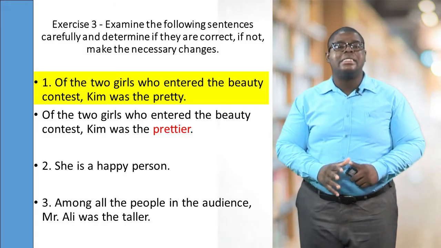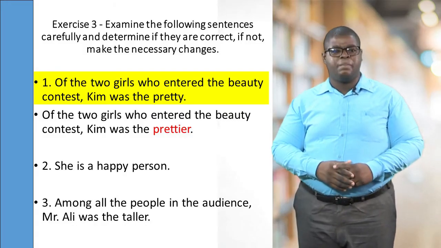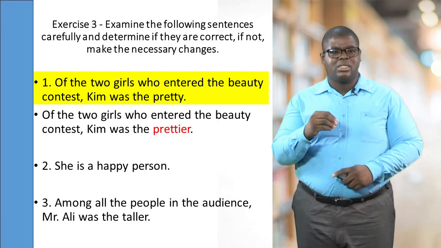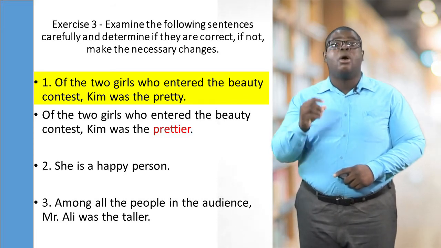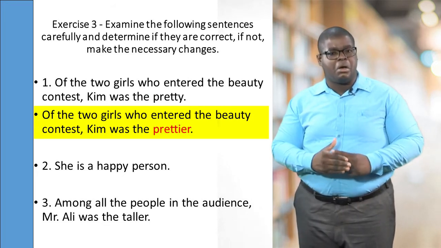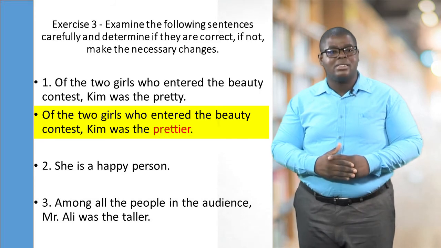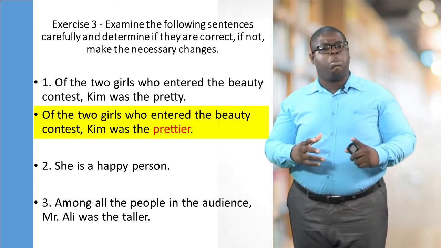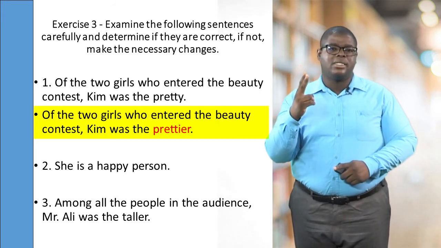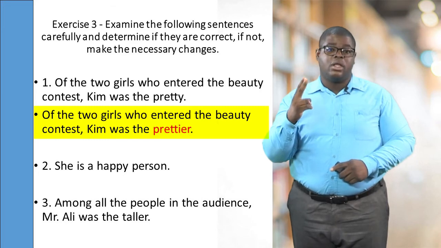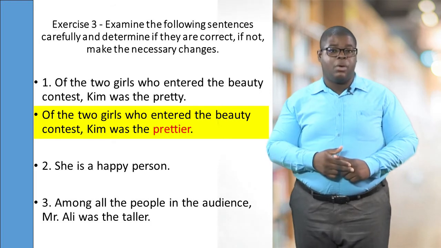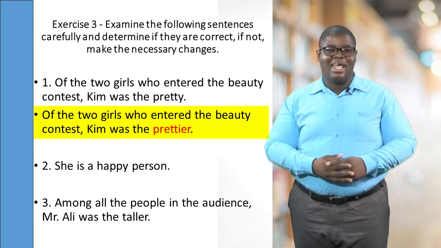Now, this sentence is incorrect. We have to correct it. If we deal with two girls, which case are we using? Positive, comparative, or superlative? Comparative. So, of the two girls who entered the beauty contest, Kim was the prettier. Now, why do we have that? If we're talking about two girls, we are using the comparative case. And if it's a comparative case with two, it has to be what? Prettier. All right, you got it?